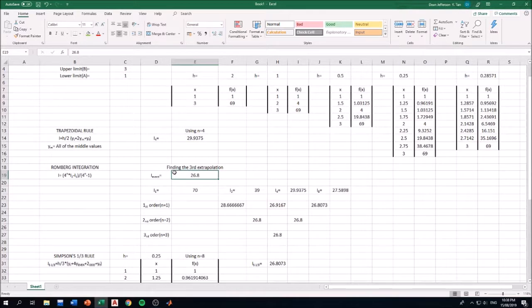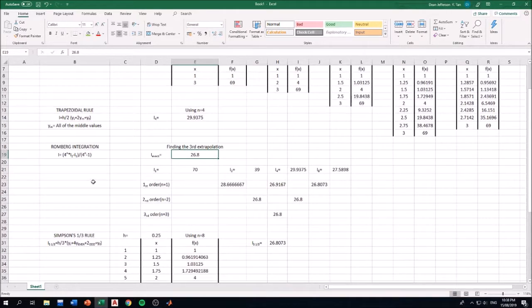Okay, moving on. We're now using Romberg's integration. So using Romberg's integration, we are given this formula: 4 raised to n times I sub 2 minus I sub 1, all over 4 raised to n minus 1. What this means is we have to get the I sub 1, I sub 2, I sub 4, and I sub 8, meaning these are the values of the I sub 1, I sub 2, I sub 4, and I sub 8, which is your I sub 2 and I sub 1.